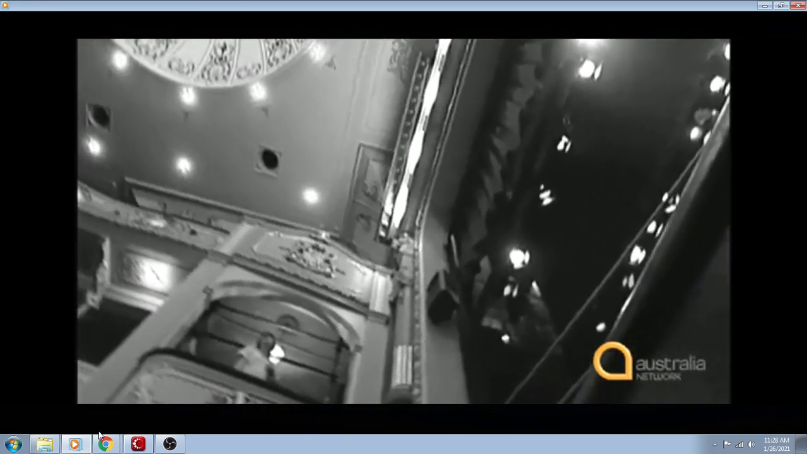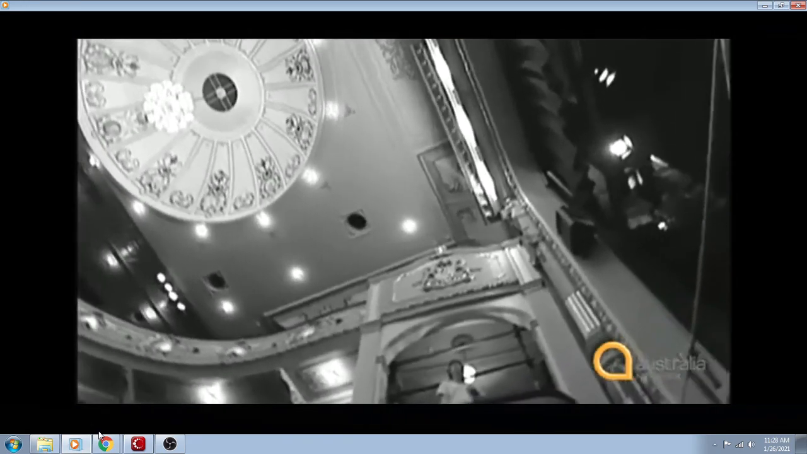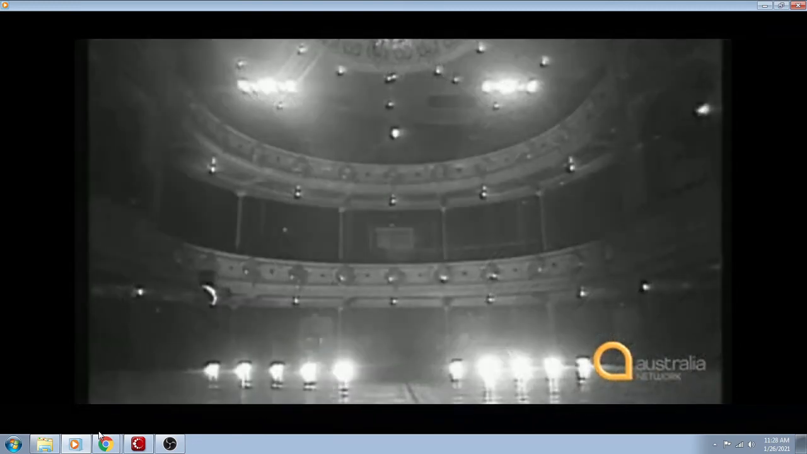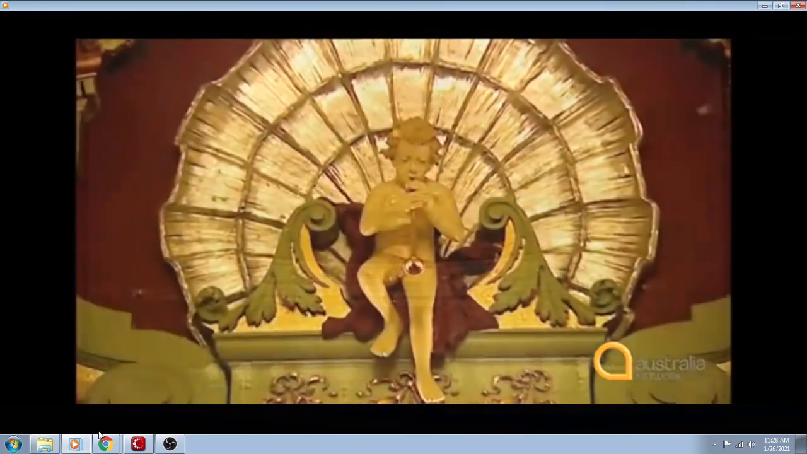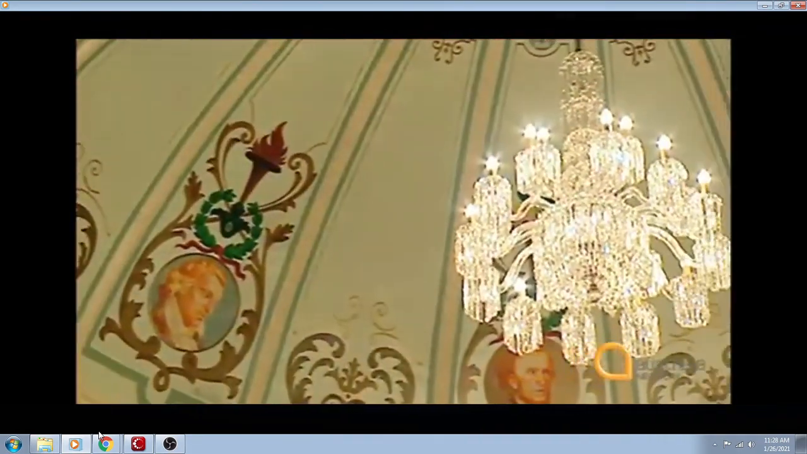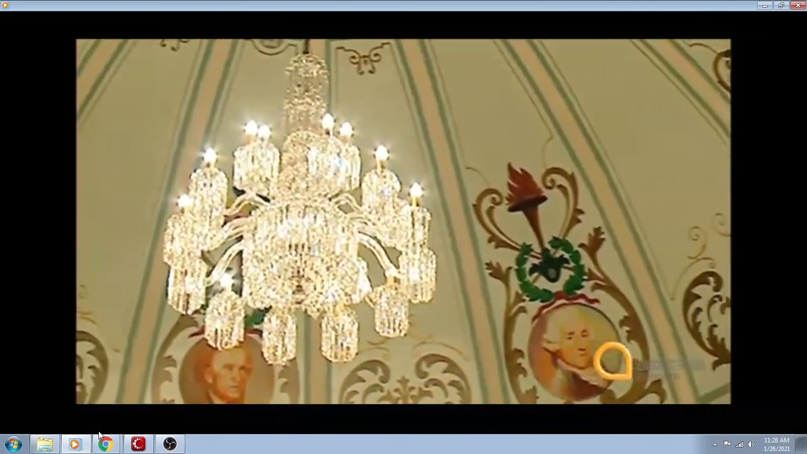If I could sum up this theatre in a few words, I suppose I could call it an international theatre star. This is the oldest theatre in Australia. It's been operating for 159 years and, who knows, it might still be here in another 159 years.